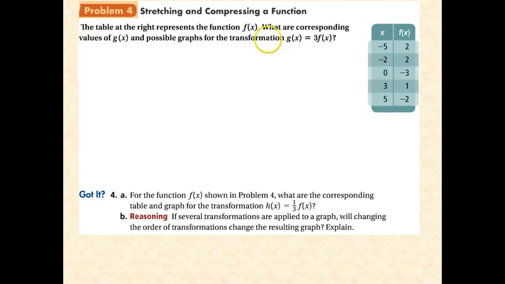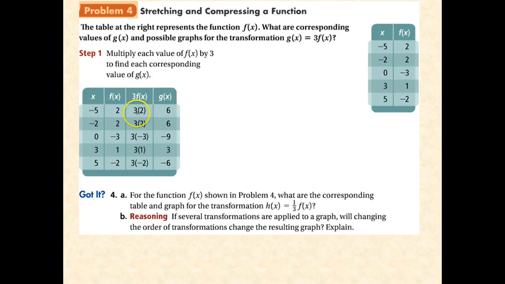Okay, so the table at the right represents the function f of x. What are corresponding values of g of x and possible graphs for the transformation g of x equals 3 times f of x? So this is going to be a vertical stretch because we're multiplying by a number bigger than 1. So we're going to multiply each value of f of x by 3 and find each corresponding value of g of x. So we're just going to take this table, copied over here, and now 3 times f of x is just 3 times whatever we got here.